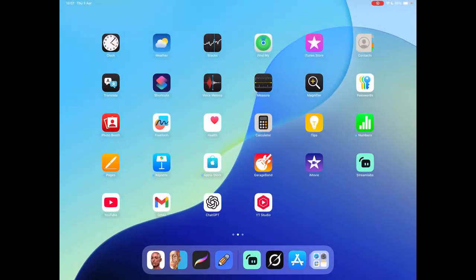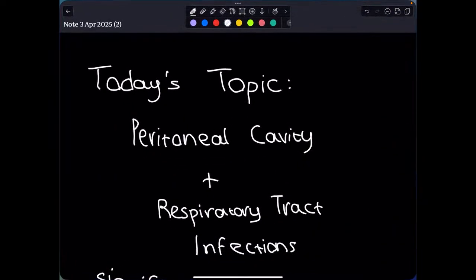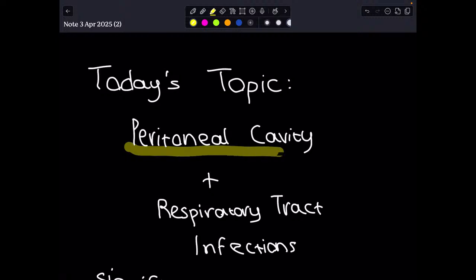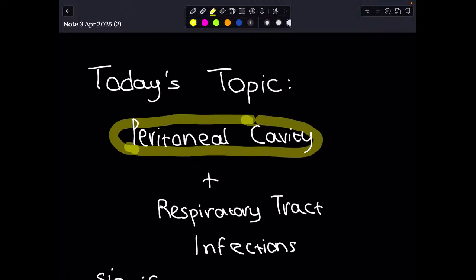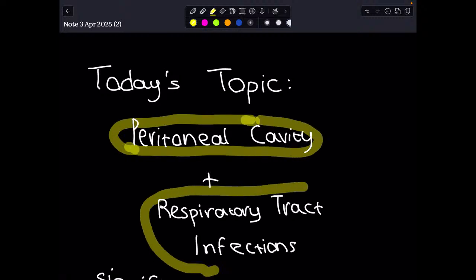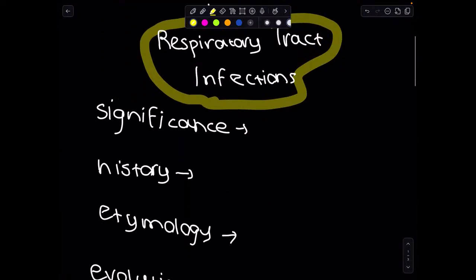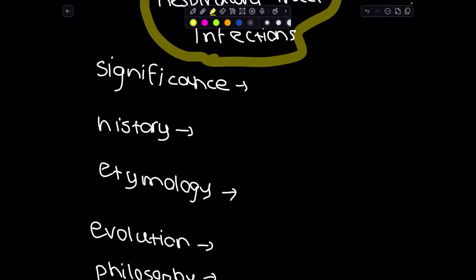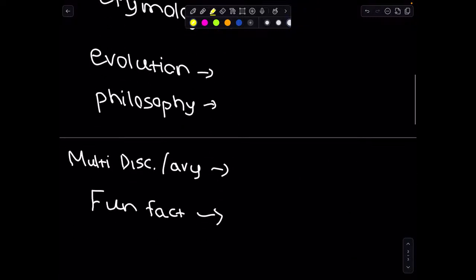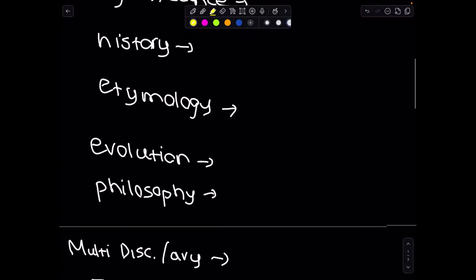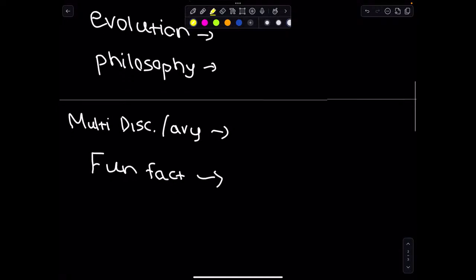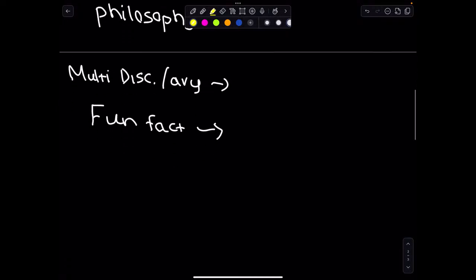So, let's open up our Notability app to get some notes. And guys, I've got some anatomy apps too that we're going to use for the first time. And I don't know how to use them, so that's going to be fun too. And as you can see here, the topics of the day: peritoneal cavity, respiratory tract infections. And I also want to introduce this. Let's try to answer these things throughout the episode: significance, history, etymology, evolution, philosophy, multidisciplinary questions, fun facts.